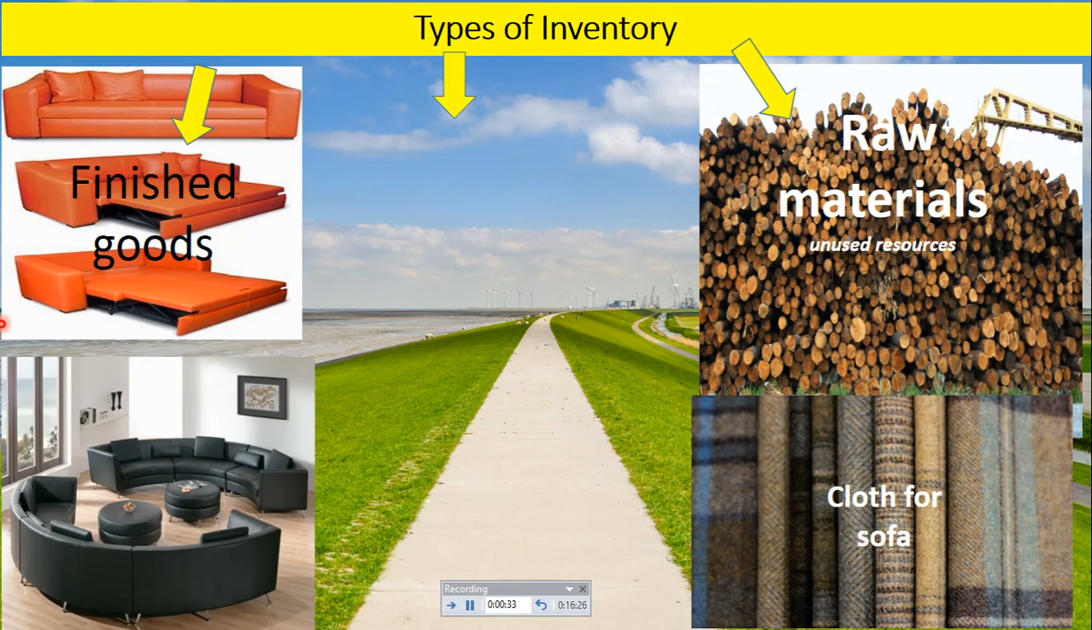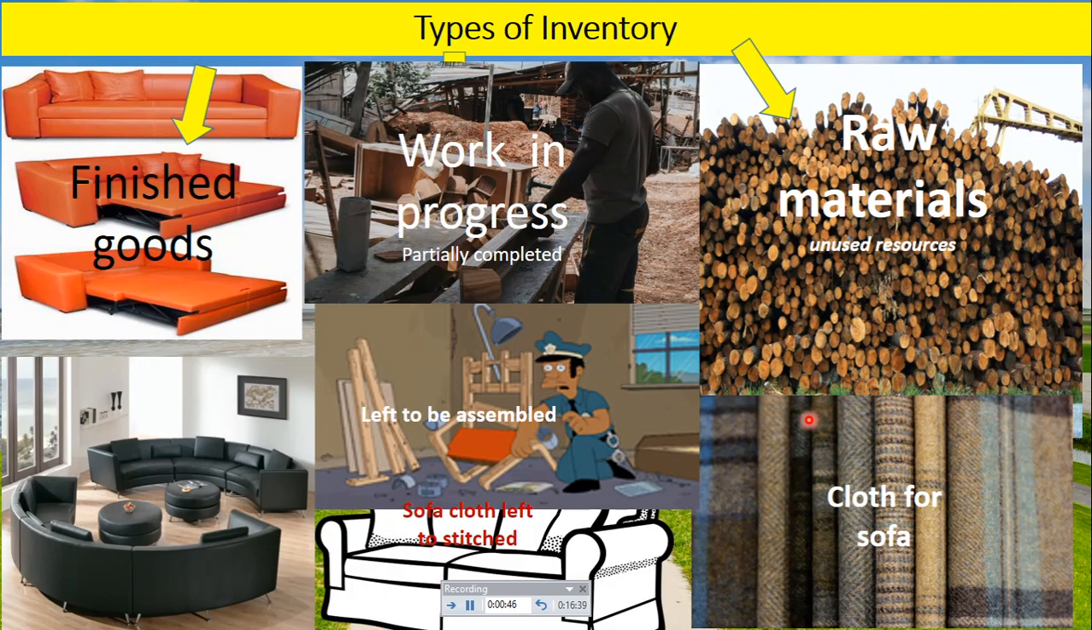The raw materials used to make the sofas are your wood and the cloth used to cover the sofa. So the raw materials are unused resources here. These are our stock of raw materials. Then there's work in progress. That's your partially completed work.